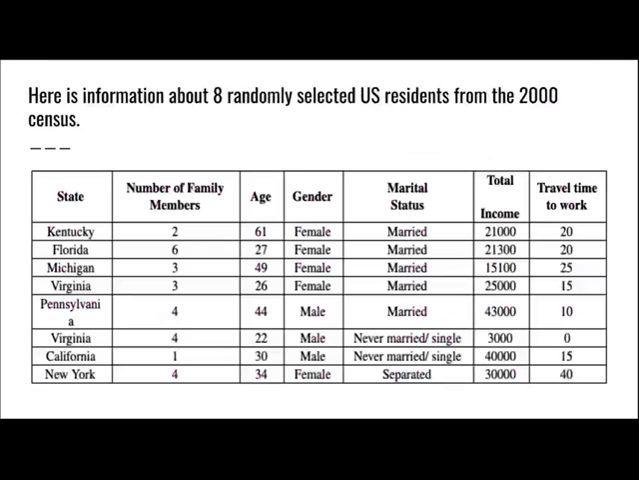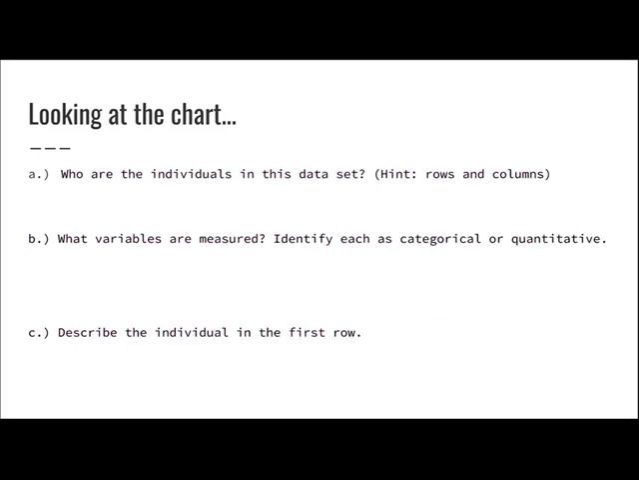All right, so here's some information about 8 randomly selected U.S. residents from the 2000 census. Notice how in our column with state, we have all these words, the different states. Number of family members, we have numbers. Age, we have numbers. Gender, we have either females or males. Marital status, we either have married or single, and we've got separated. Total income, these are number amounts. And lastly, travel time to work, which are also number amounts.